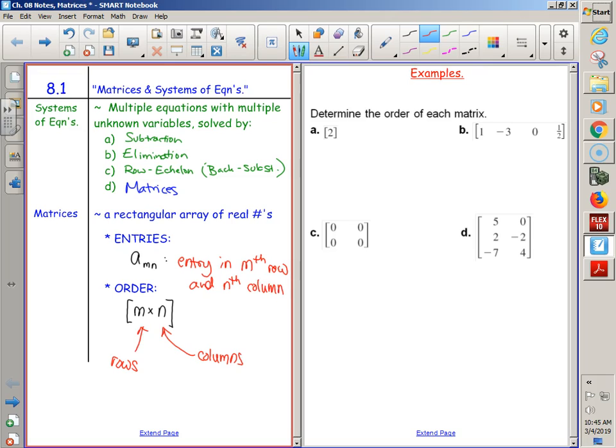So does it make sense what I wrote up here? A11 is first row, first column. A12 is first row, second column. A13 is first row, third column, right? A21 is second row, first column. A22 is second row, second column. A23 is second row, third column. So this final little number in the bottom right-hand corner is going to be the same thing as the order because you've gone through all the rows and all the columns.